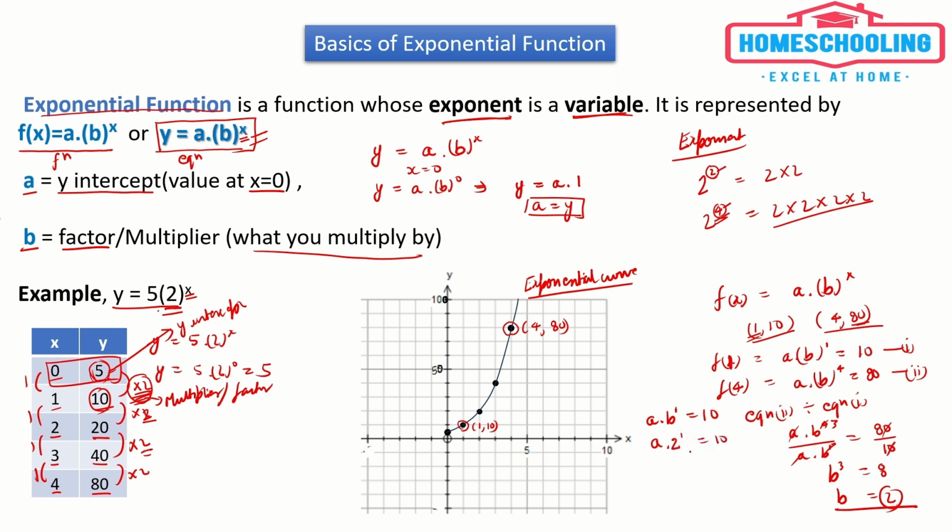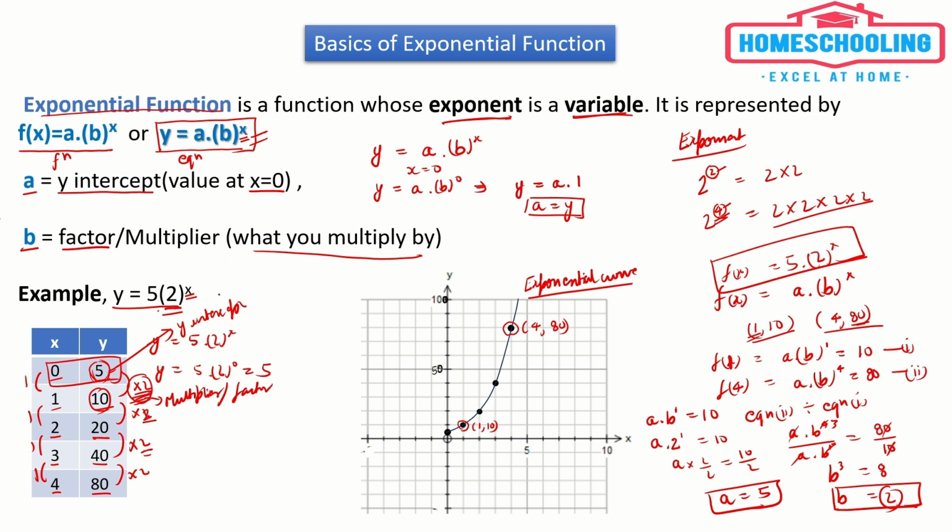We're going to divide both sides by 2. So a times 2 divided by 2, and 10 divided by 2. So a is equal to 5. Now we know the value of a and b, so we can find our function here. Our function f(x) is equal to a, that is 5, multiplied by b, that is 2, to the power x. So this is our function here.